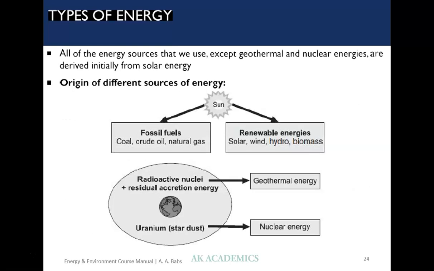All of the energy sources that we use, except geothermal and nuclear energies, are derived initially from solar energy. You can see we have fossil fuels coming from the sun, and these are coal, crude oil or petroleum, and natural gas. Also, you can see we have renewable energies coming from the sun. We have solar, wind, hydro, and biomass.